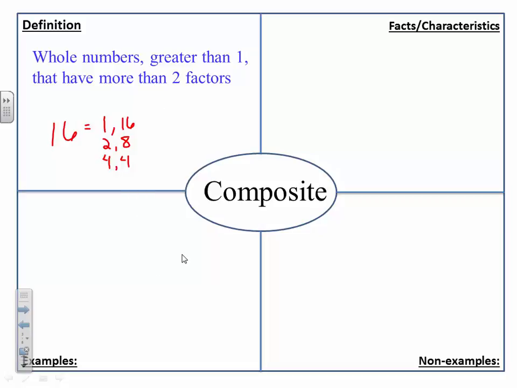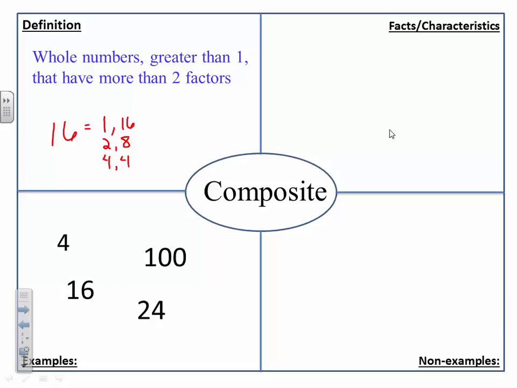Again, we're going down to the examples. 4, you could say 1 times 4 and 2 times 2. 100 has a whole bunch of factors. 10 times 10, 50 times 2, 25 times 4, 20 times 5, 1 times 100. 100's got a whole bunch of factors. 16 we just did. And 24 has many factors also. 6 times 4, 8 times 3, 2 times 12, 1 times 24. Many factors for composite numbers.